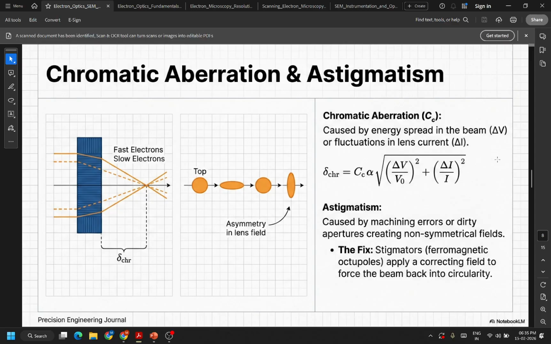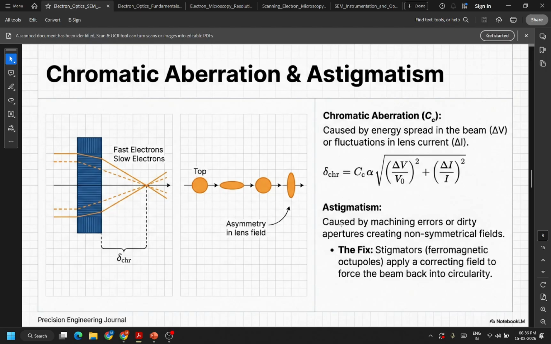It is also caused by the fluctuations in lens current. The lens current might not be constant, it will be fluctuating. That will also cause it. The error for chromatic aberration is calculated as Cc, which is your coefficient of chromatic aberration, times alpha, which is your acceptance angle, times the square root of (del V by V naught) squared plus (del I by I) squared.